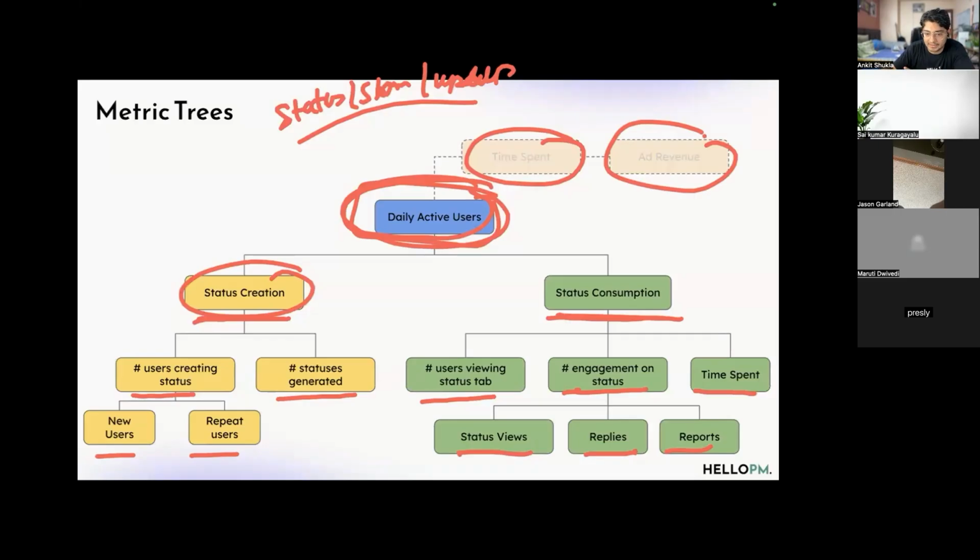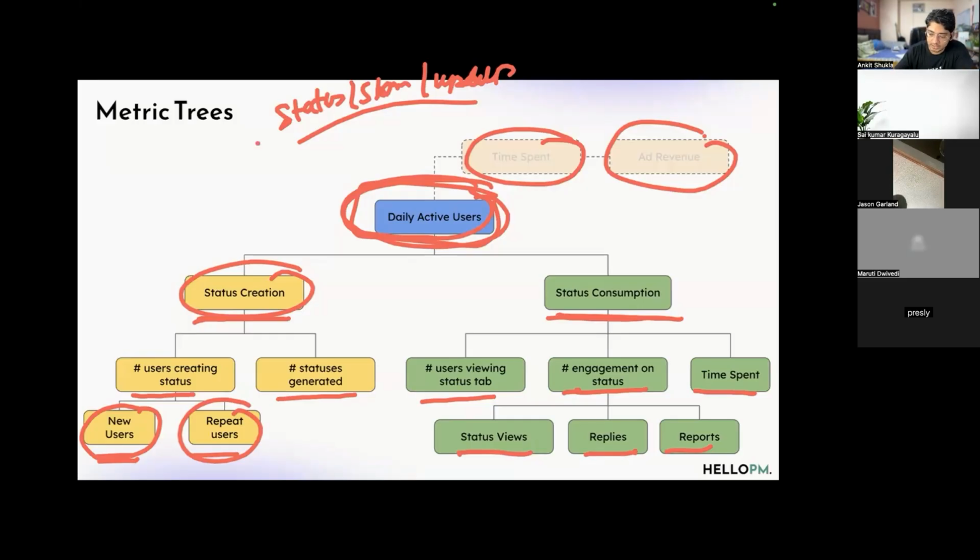Right? So a metric tree is nothing but breaking down your whole metrics into smaller parts and then questioning yourself. Understand, the purpose of you as a product manager is not just to measure metrics, but to identify what you need to do. So now you have a map. If you want new users to create a status, you should create an informational campaign or a good onboarding flow so that people know how to create a status. For repeat users, you want to educate them, repeatedly telling them that, boss, this is a feature that you might not be aware of.